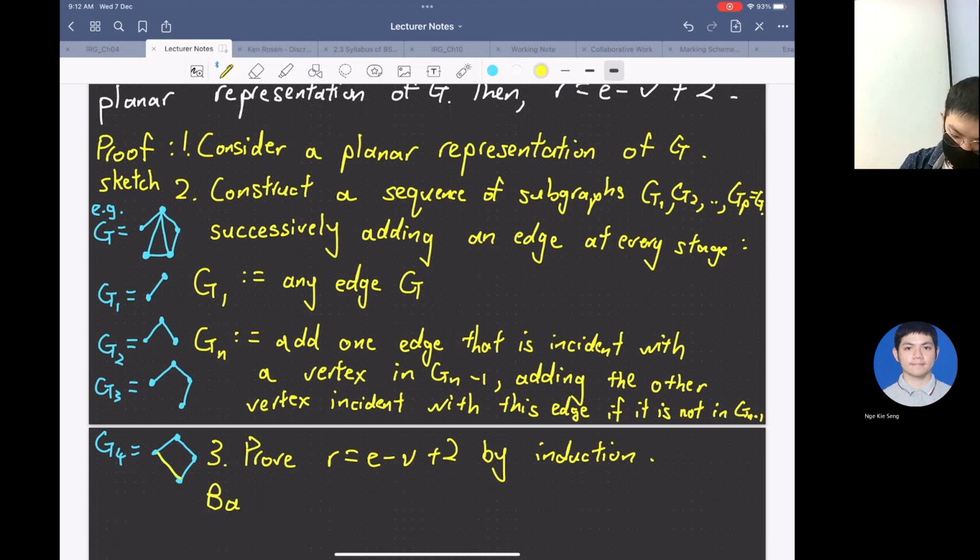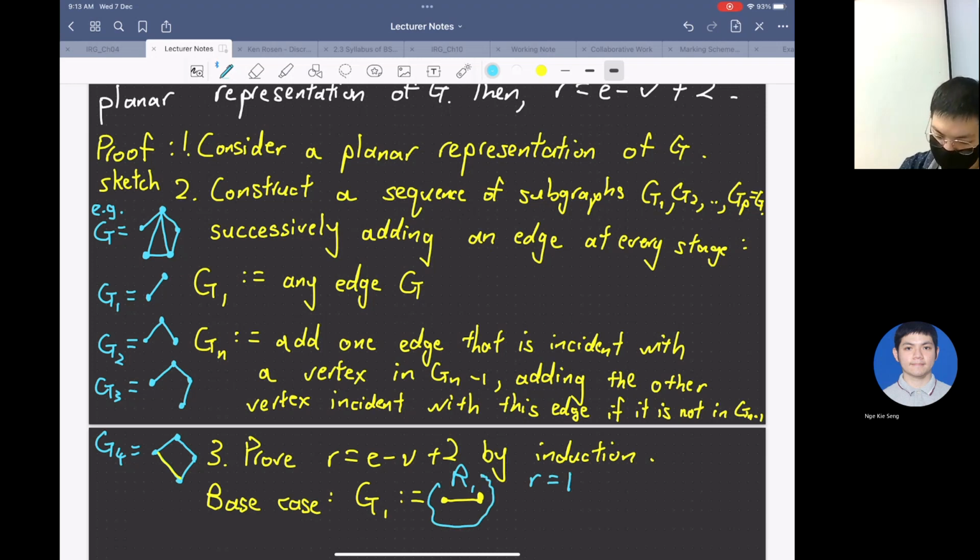So what's the base case? The base case is you need to check the G1 case. G1 is always what? A vertex. So what's the number of regions here? The number of regions here is 1, because everything here is only one region, right?